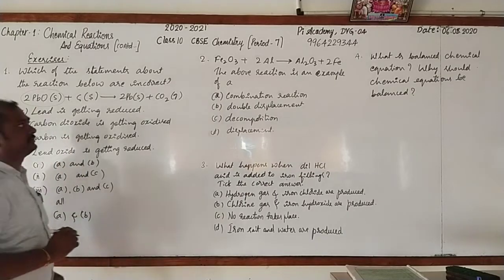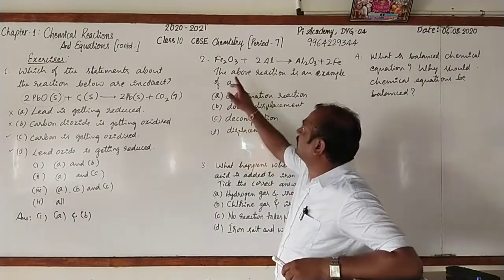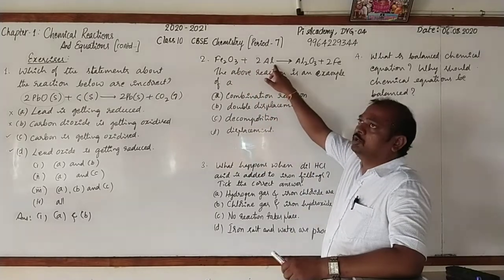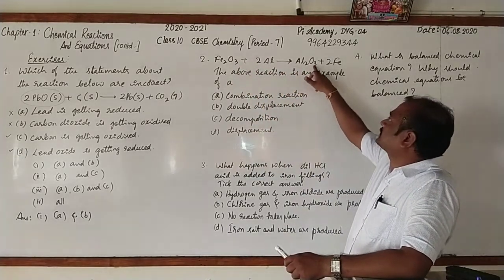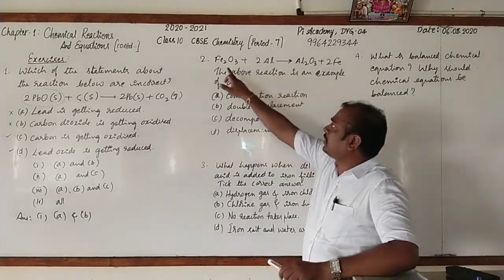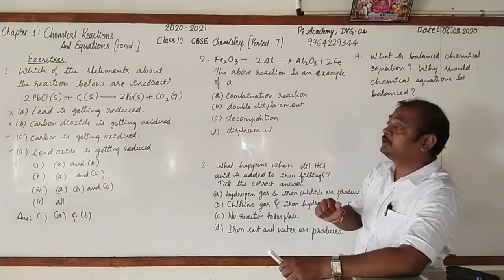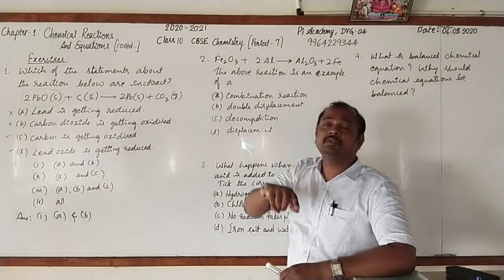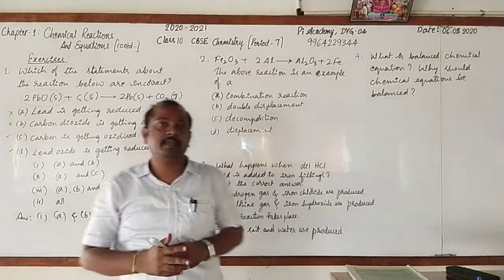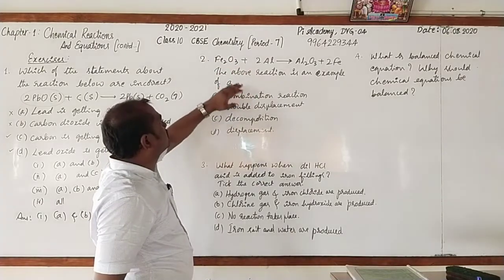Clear? Yes. Now, let's move on to the second one. Don't copy. First observe here. Fe2O3, ferric oxide, plus aluminium gives rise to aluminium oxide plus iron. Here, iron gets separated from iron oxide, right? Why? Because aluminium is more reactive than iron. Hence, it displaces iron from iron oxide. Clear? Now, you just go for this.